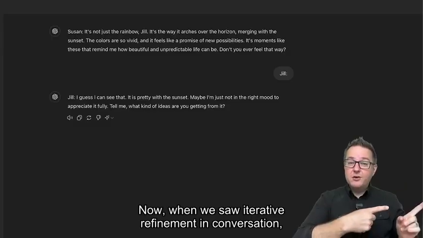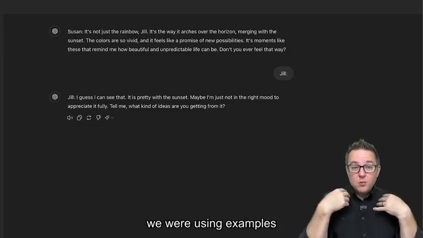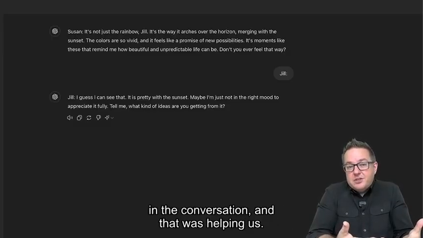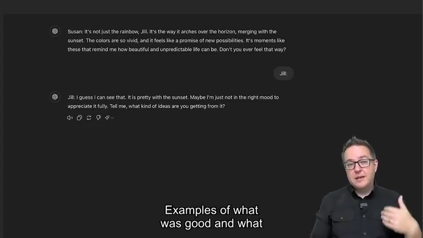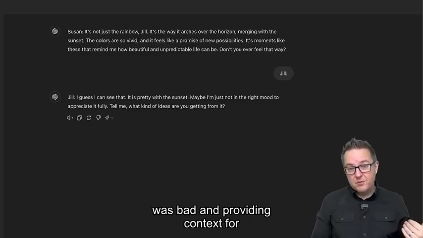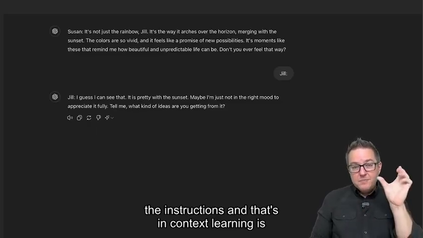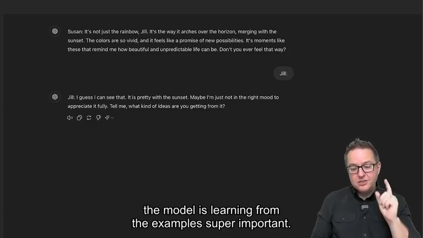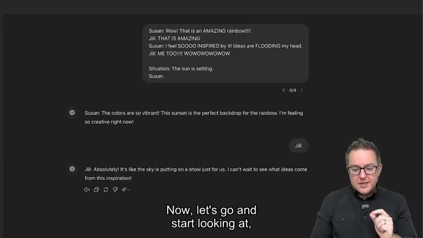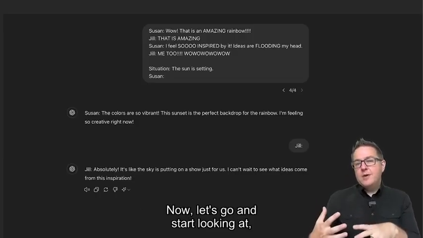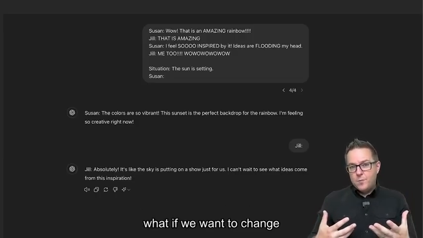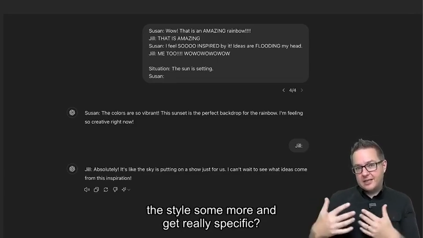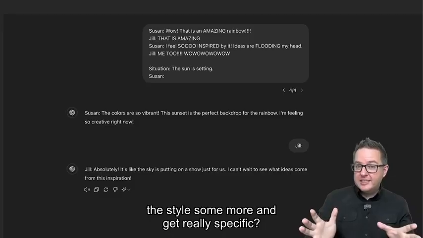Now, when we saw iterative refinement in conversation, we were using examples in the conversation, and that was helping us. Examples of what was good and what was bad, and providing context for the instructions. And that's in-context learning, where the model is learning from the examples. Super, super important. Now, let's start looking at what if we want to change the style some more and get really specific.